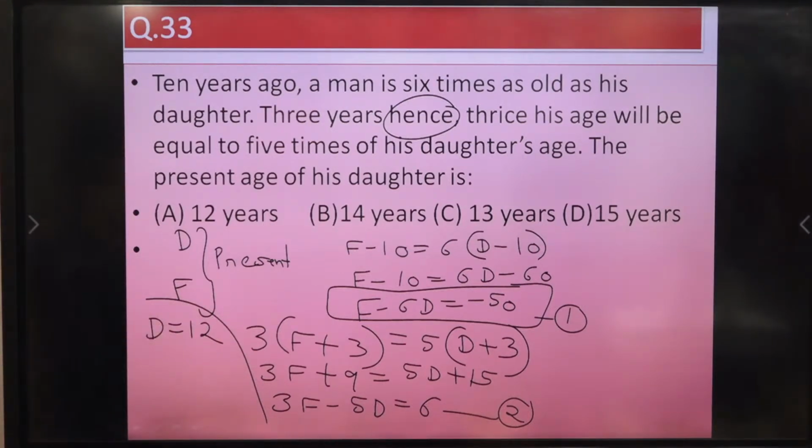Clear to everyone? Hemlata, is it clear? Gupta, SS Gupta. Okay.